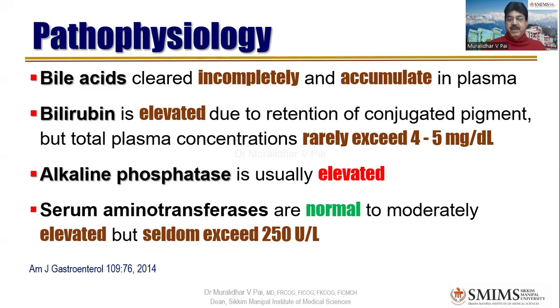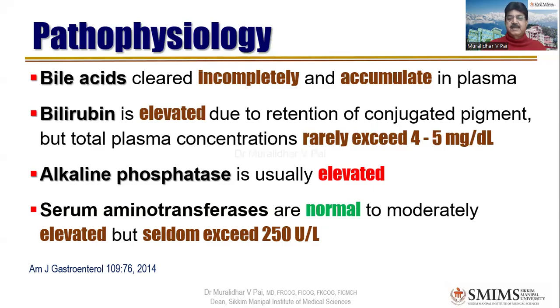The main way of differentiating simple cholestasis of pregnancy from other serious problems like hepatitis A, B, and C is that the serum aminotransferases are normal. I'll repeat: serum aminotransferases, ALT and AST, are normal. They can be moderately elevated, but seldom exceed 250 international units per liter.